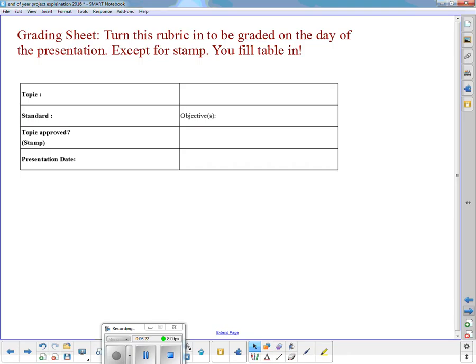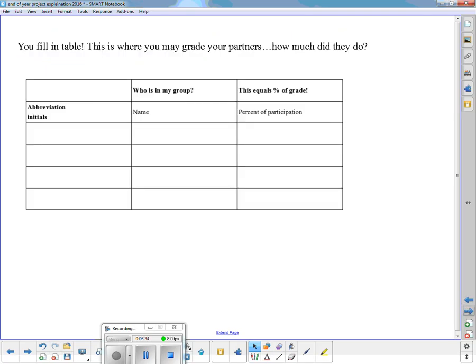Did you approve your topic? Okay? So you want to get your topic approved. You're going to fill everything in except for the presentation date. I'm going to give you that next week. Underneath that, you're also going to be putting the names of the people in your group and some abbreviations, and you can put where they're supposed to be helping.